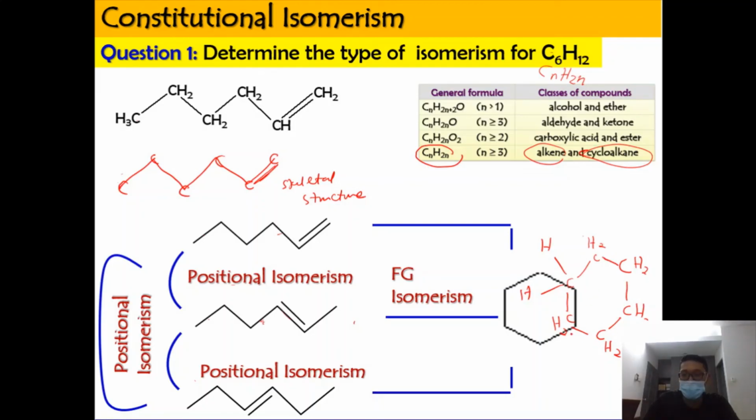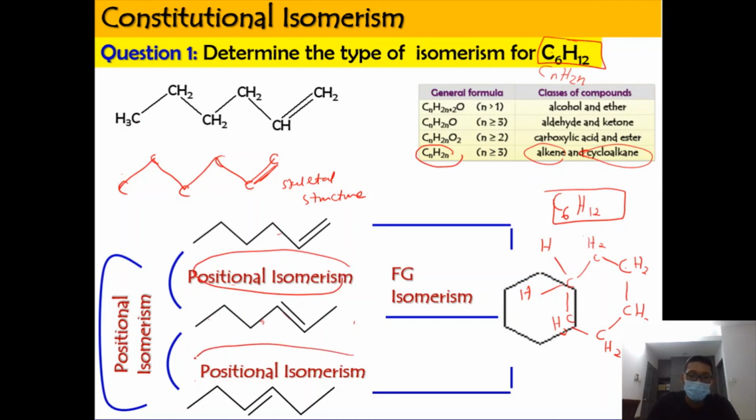In this case, my formula is going to be C6 because 1, 2, 3, 4, 5, 6, and my hydrogens are going to be 2, 4, 6, 8, 10, 12, so H12. It is still the same as in the question. As you can see, the types of isomerism that we can get are positional isomerism as well as functional group isomerism. So from one same question, we can get a lot of isomers.